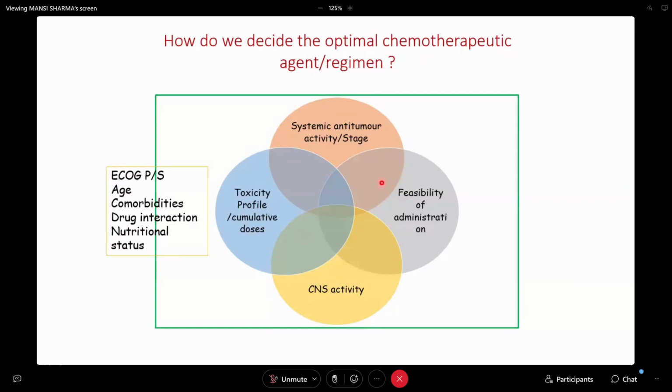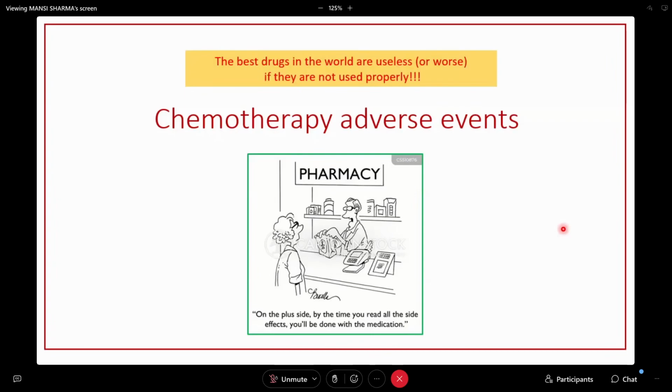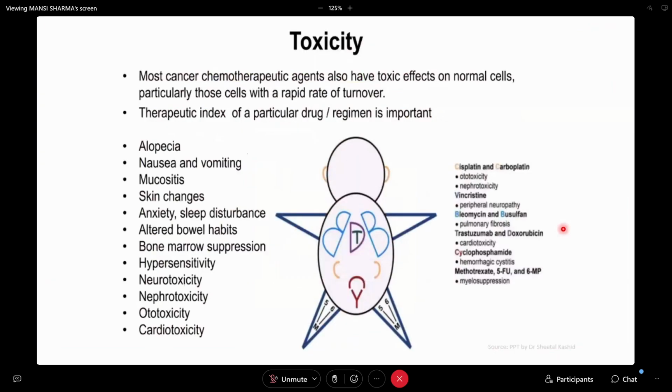We look at the feasibility of administration of these agents. There are certain drugs which cause a lot of extravasation. 5-fluorouracil we prefer giving through a central line because it causes a lot of vasotoxicity. So we need to know that. We insist upon putting a central line for certain drugs. This is all that you need to know in your clinical practice. Building upon this, adverse events are also very, very important. Most of these medications do have certain toxicities. You need to know each and every medication's toxicity profile. And again, the best drugs in the world are useless or even worse if they're not used properly.